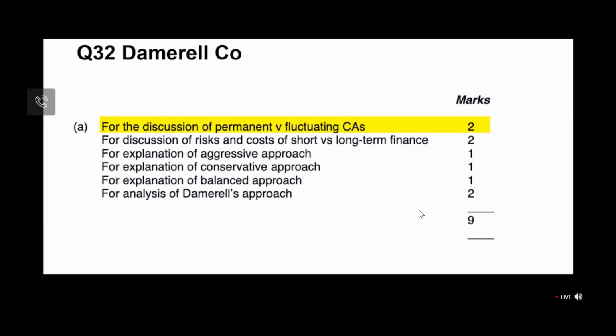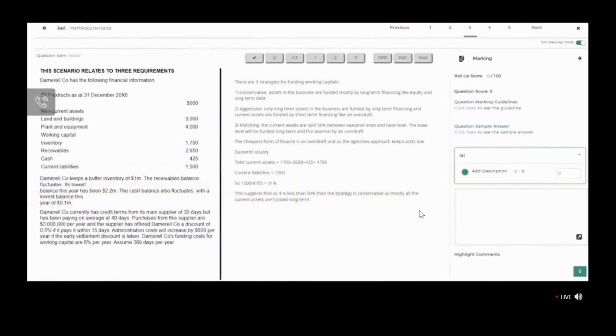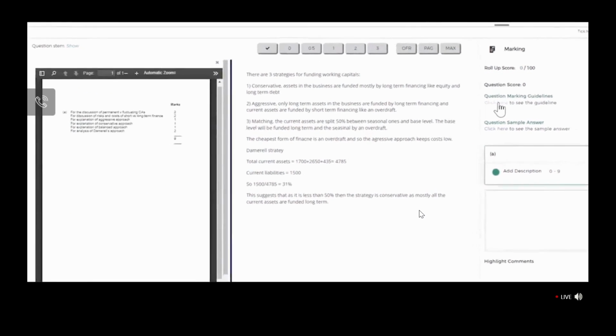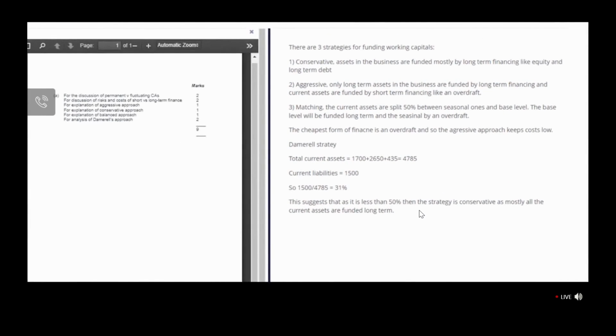You can't explain those 3 approaches, aggressive, conservative, and balanced approach, or matching, easily unless you understand the difference between permanent and fluctuating current assets. Because permanently in the business is the base level, and fluctuating is seasonal. You then need to go on to the analysis of Damerel and those calculation marks. So here I have a real student answer for you, which I'm marking on the practice platform. We can look again here at the marking scheme and allocate the marks from it.